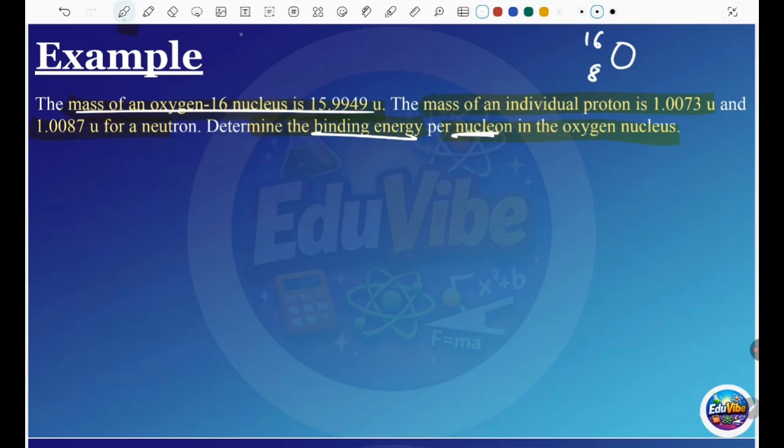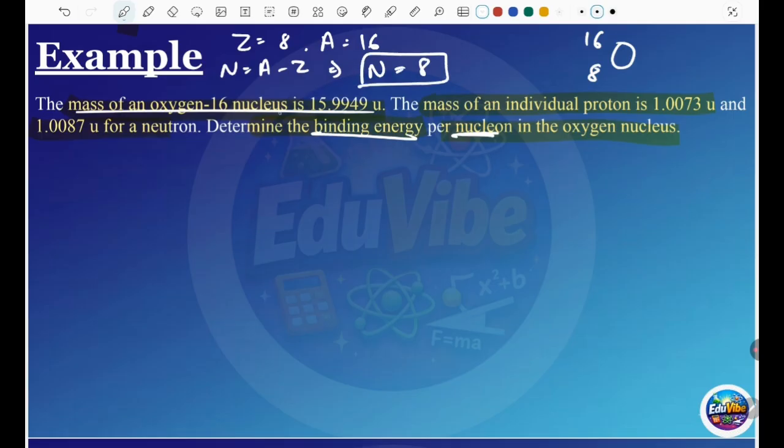So let's find what things we have. Basically we have Z, which is 8, given to us, and we have A, which is 16. So we can find N from here, which is A minus Z, where we get N of 8. That is what we use.